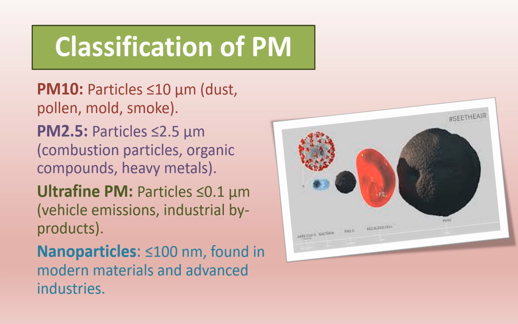PM2.5 refers to even smaller particles, less than or equal to 2.5 micrometers, coming from sources like combustion, organic compounds, and heavy metals. These fine particles can penetrate deeper into the respiratory system. Ultrafine PM consists of particles smaller than 0.1 micrometers, typically from vehicle emissions and industrial processes. These particles are so small they can enter the bloodstream. Lastly, nanoparticles are extremely tiny, less than 100 nanometers, and are found in modern materials and advanced industries. These particles can have significant environmental and health impacts.